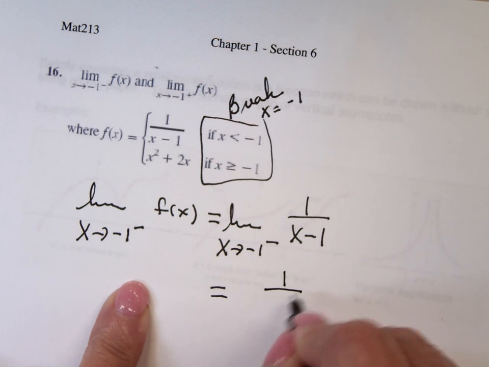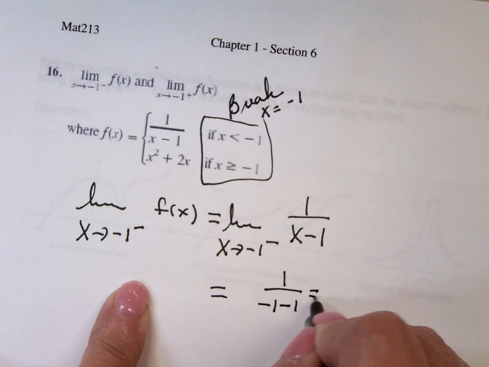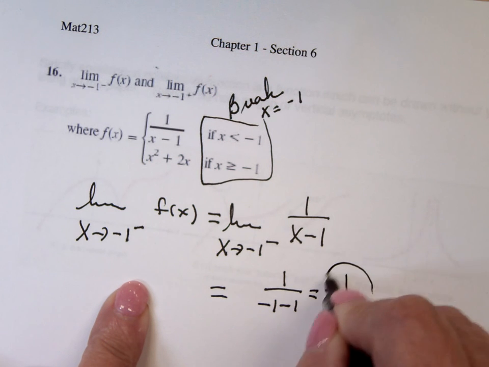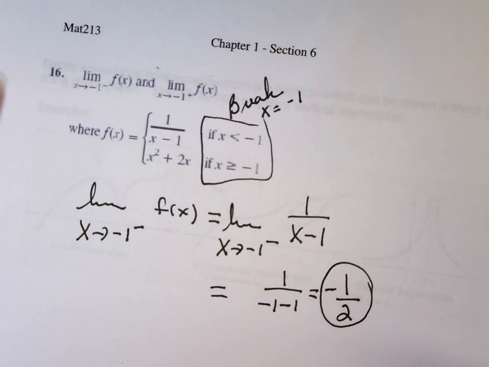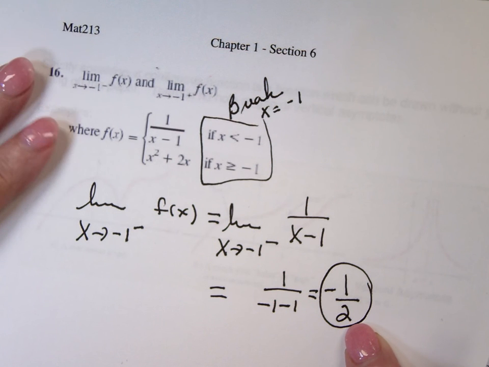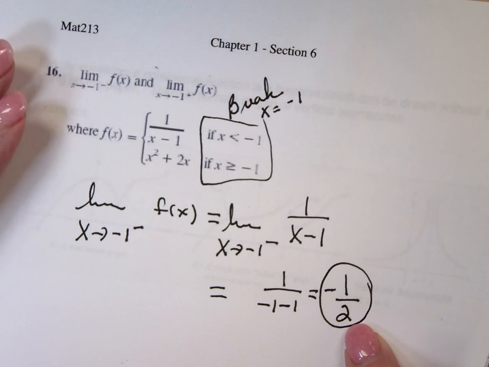So it's 1 over negative 1 minus 1, or 1 over negative 2, or negative 1 half. So from the left, it's negative 1 half. That's the y value at that x value. So that's x equals negative 1, y equals negative 1 half, but it's a hole.